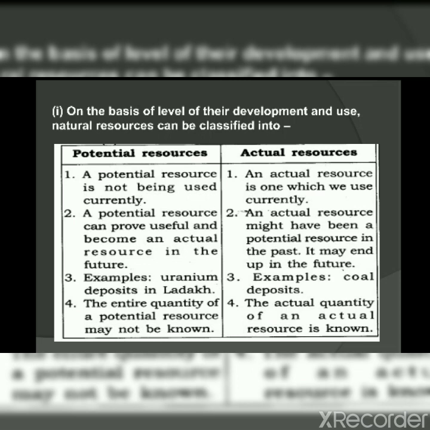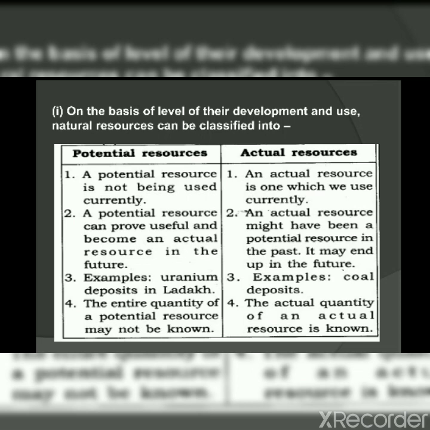Whereas an example of actual resources is coal deposits. So children, in this generation we are using coal. So we say that if we are using them right now, they may end in the future.